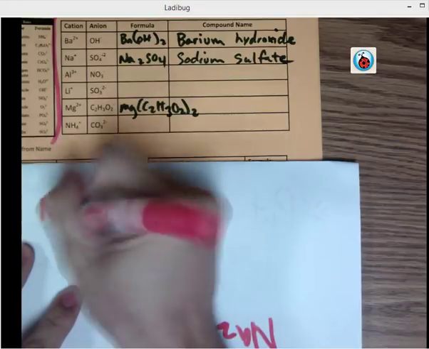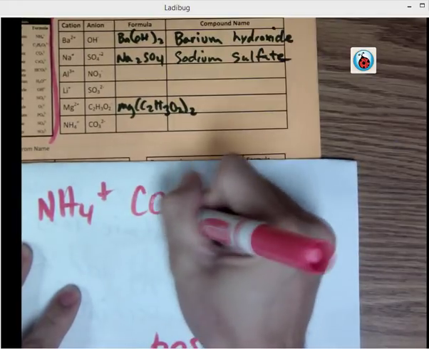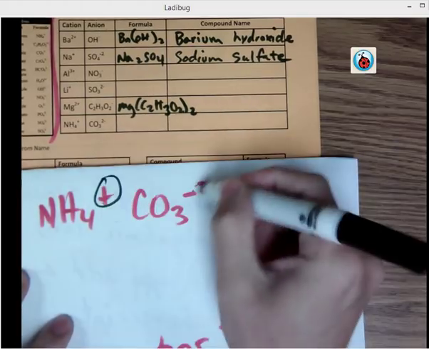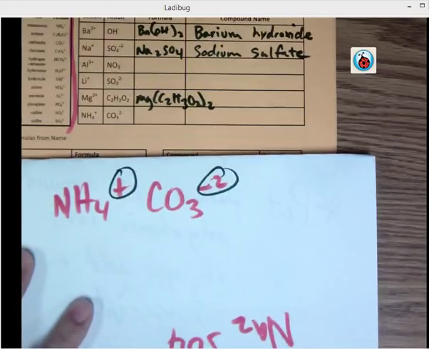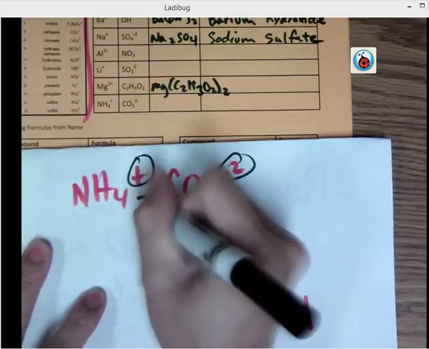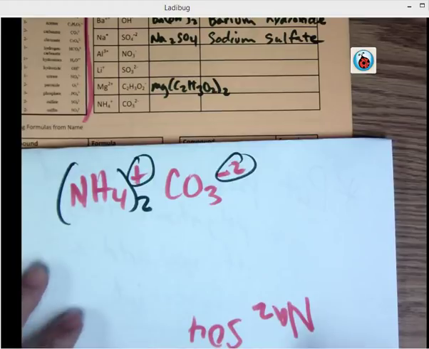NH4 plus and CO3 minus 2. Okay, look at the charges: +1, -2. Are they the same? The answer is no, so you cross the one that's not a 1. Cross the 2 here, bring the 2 over: NH4 2CO3.